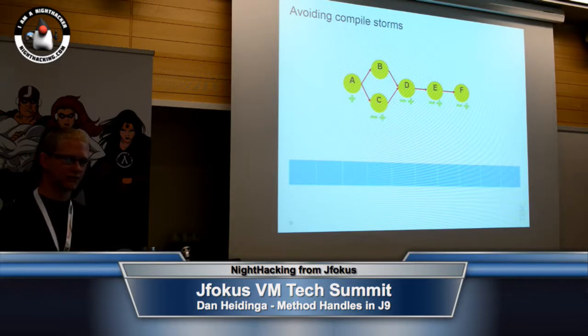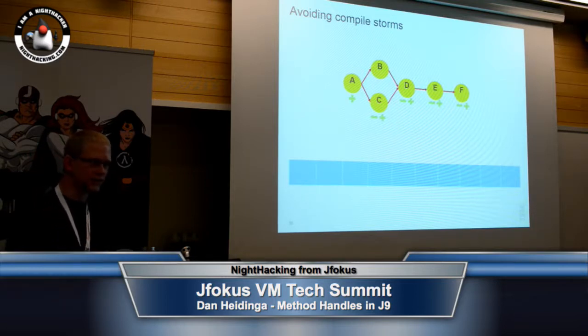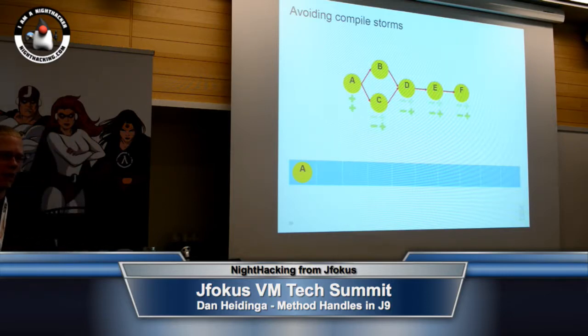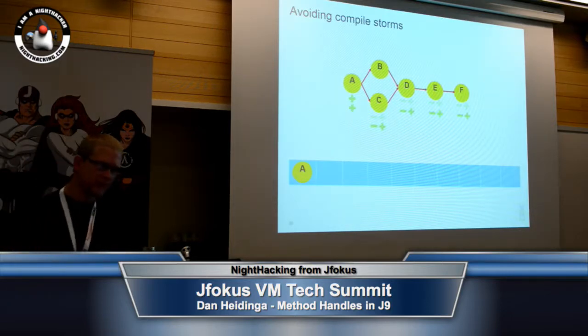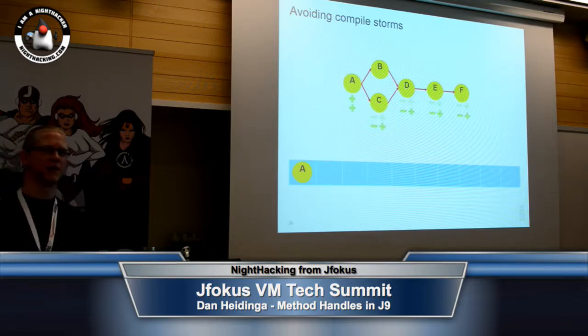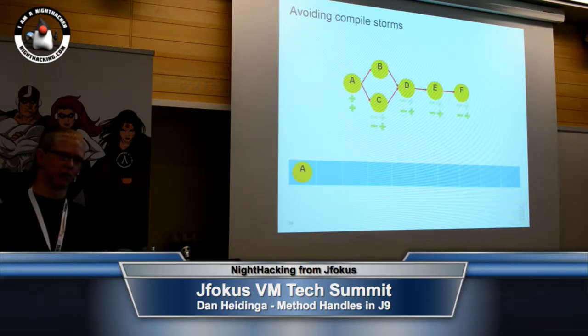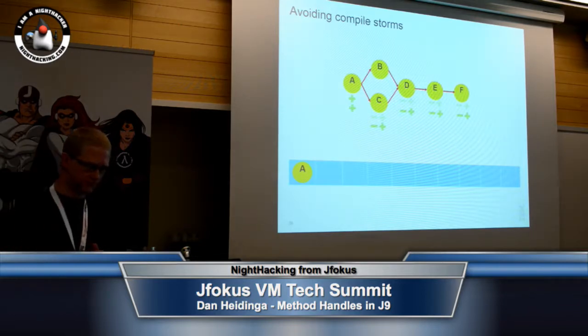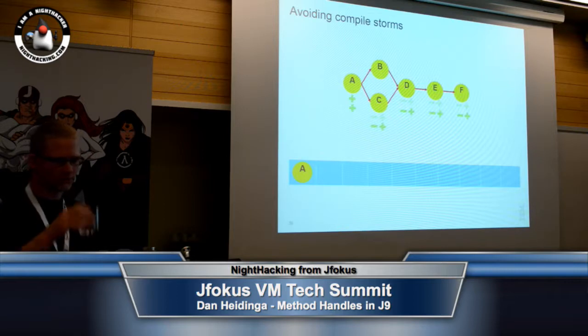So what we actually end up seeing here is that only A is ever going to get a positive count. That means that only A is ever going to be enqueued for compilation, which is good. It means I've accurately identified the head of my method handle chain, and I'm only going to compile a custom thunk for that full chain. It means I've avoided my compile storm. I haven't wasted my code cache. These are all the things we want.